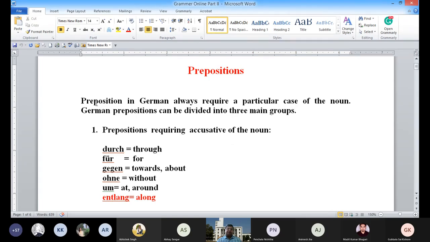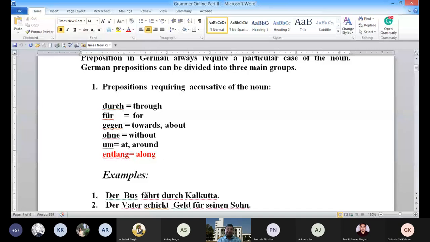As you can see, these are the prepositions. There is a preposition called durch, D-U-R-C-H. What is the meaning of durch? Through. Für is for. Gegen means towards and sometimes about. Ohne means without. Um means at and sometimes around. And the last one is entlang, that is along. So why have I made it red? Because in fact, entlang is a preposition which comes after the noun.